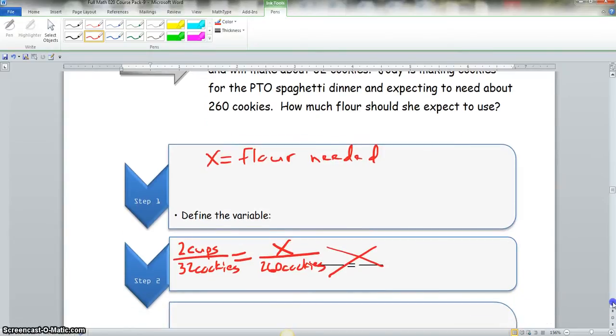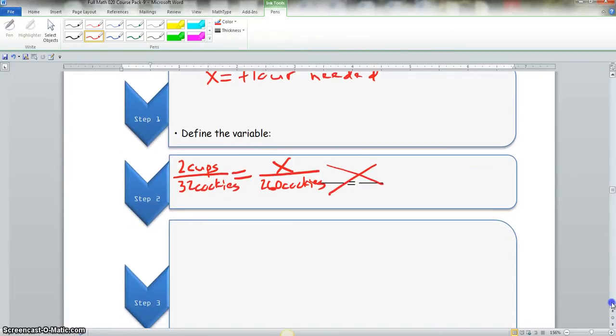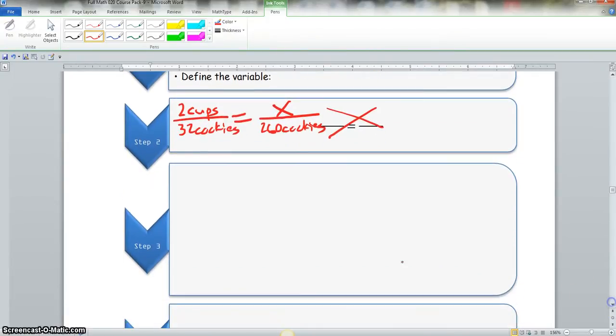Now, if you notice here, what I did was the units. I put units with the same units, cookies with cookies, and cups, and we know this is going to be cups of flour as well. So that's what you're supposed to do with a proportion. You put the same units with the same units. Now we need to set this problem up. I'm not going to write the units here until we get to the end of the problem. So we had 2/32 is equal to x over 260.